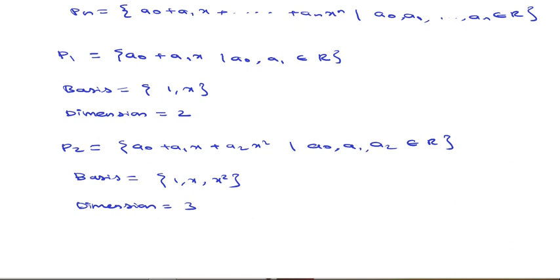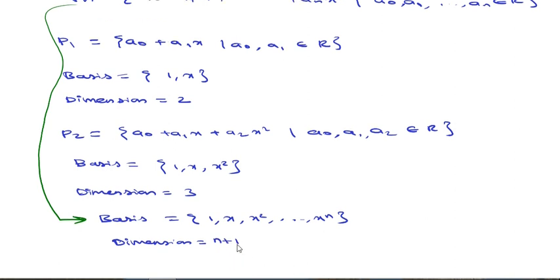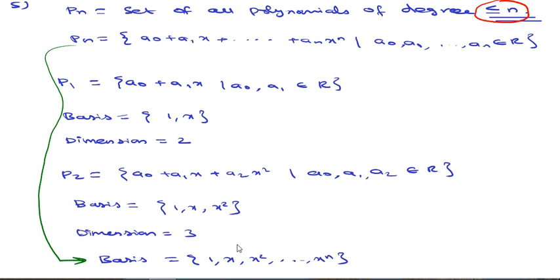So for this set, the basis will consist of 1, x, x square, up to x power n. So therefore the dimension: we have 1, x, x square, so n elements, and 1 for the constant term. So therefore the dimension is n plus 1. So these are the examples corresponding to the set of all polynomials of degree less than or equal to n.